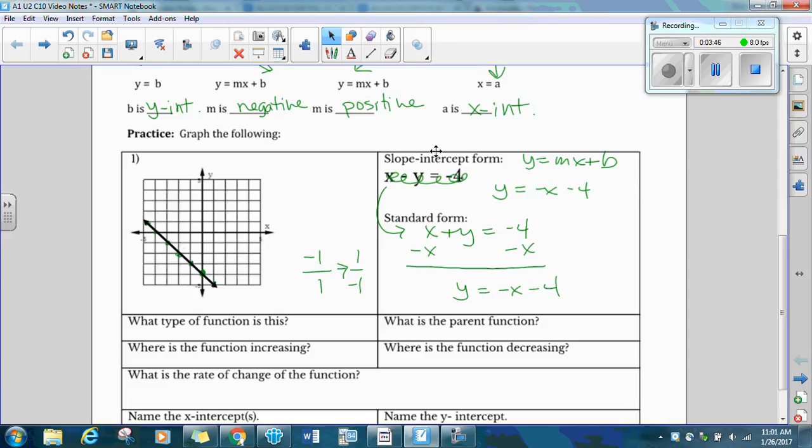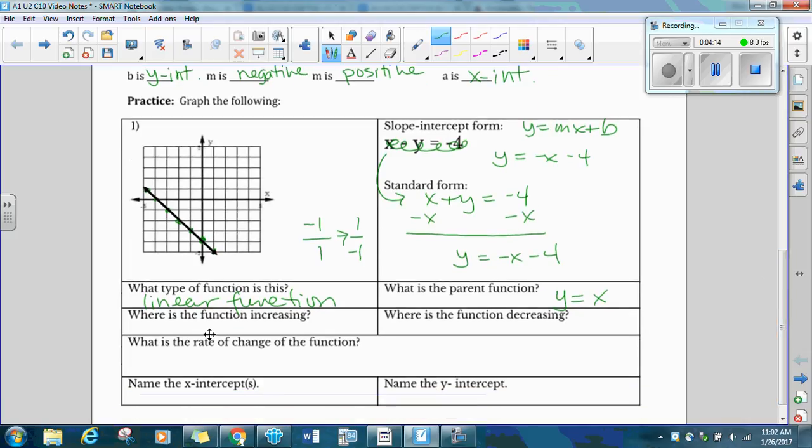And then we're going to fill out some pieces. What do we know about our graph? What type of function is this? You should already know that this is a linear function. What you might not know, though, is the parent function. You probably never learned that in middle school. The parent function is y equals x, and that is the basic form of the equation without having changed the slope or changed the y-intercept.